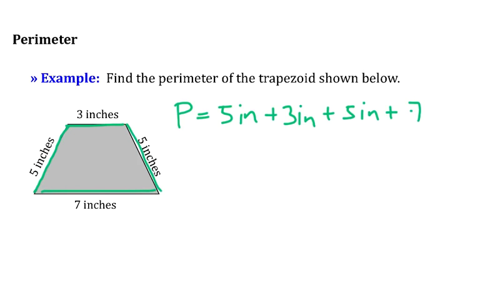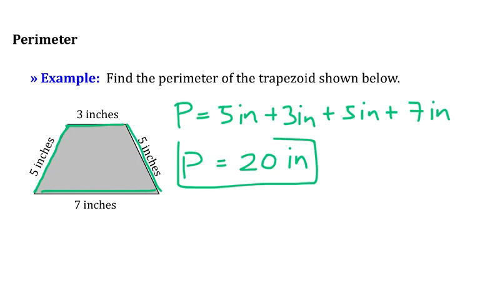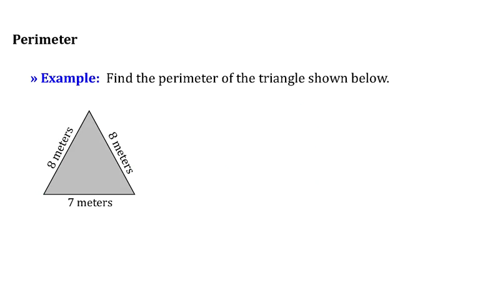So we got all 4 sides there. And then again, we're just adding, so 5 plus 3 is 8, plus 5 more is 13, plus 7 is 20. So our perimeter in this case is 20 inches. And that was for our trapezoid. So hopefully this is making some sense. You notice our units in perimeter are linear.